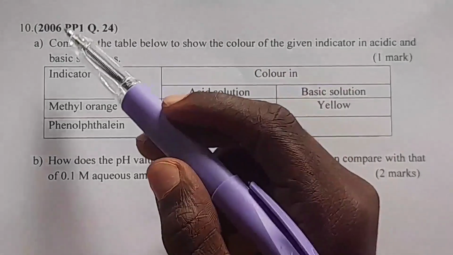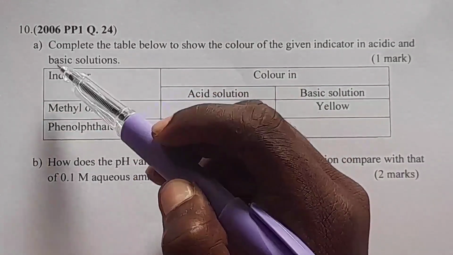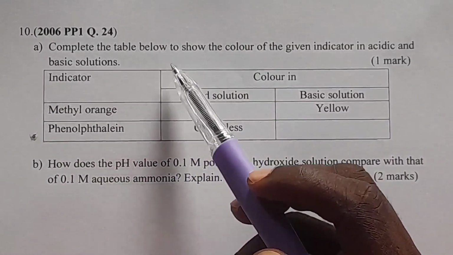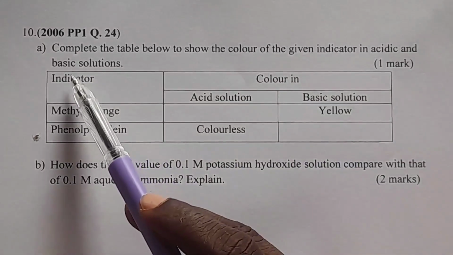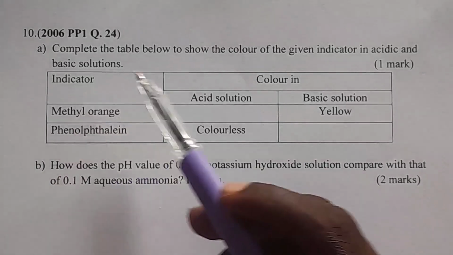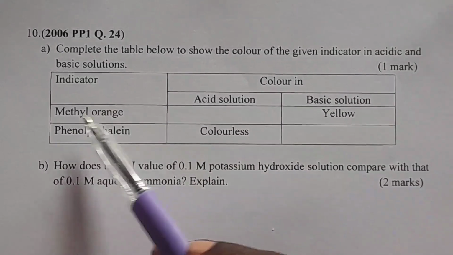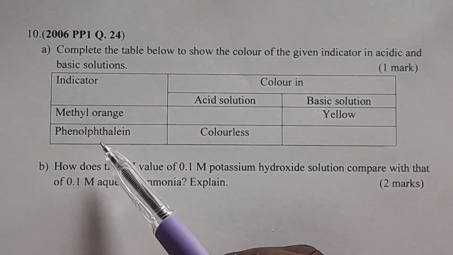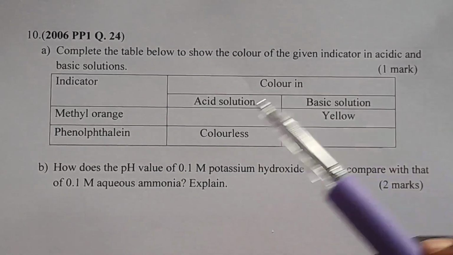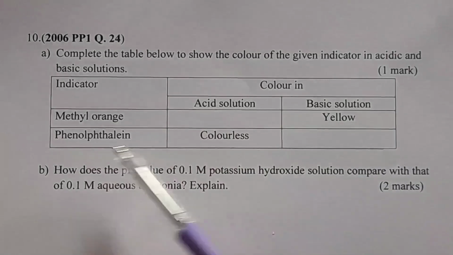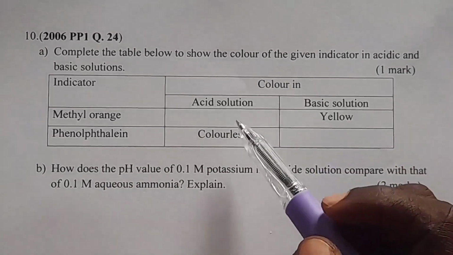In example 10, we have the question from 2006 chemistry paper 1, question 24. Part A, we are told complete the table below to show the color of a given indicator in acidic and basic solutions. So we have the indicator and we have color in acidic solution or acid solution. We have here basic solution, methyl orange, and they have given the other indicator as phenolphthalein indicator. So they are filled for us in the side of basic solution in methyl orange, and also acidic solution in the side of phenolphthalein indicator. So this one we have done it in chemistry form 1 under acid, bases, and indicators.